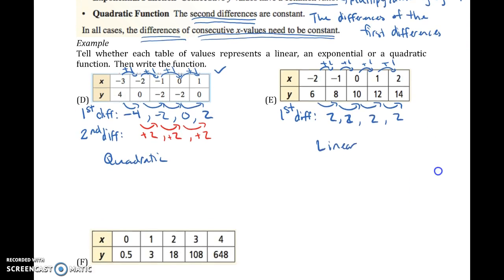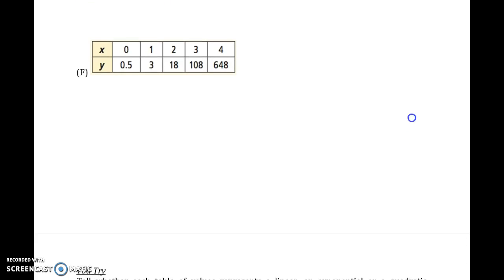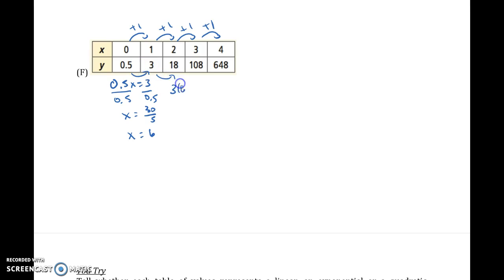Okay? Finally, take a look at F. Remember, always double check real quick if the x's work. And this, again, looks awesome because I'm adding 1 every time. And then, again, I like to double check the ratios. So I want to think, okay, 0.5 times some value equals 3. So x equals 30 over 5, so x equals 6. That's 0.5 to 3. Then 3 to 18. Does 3 times 6 equal 18?